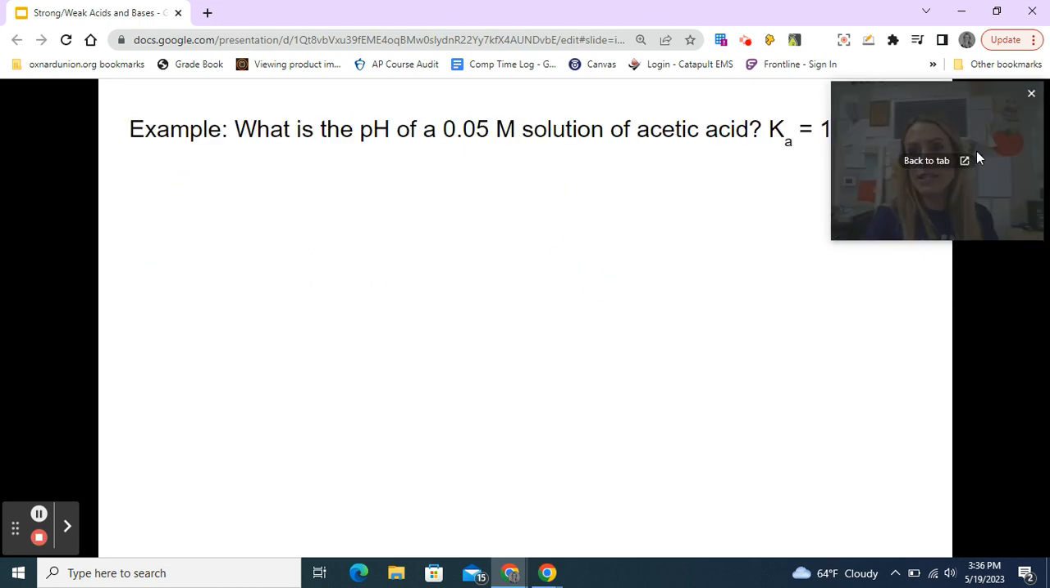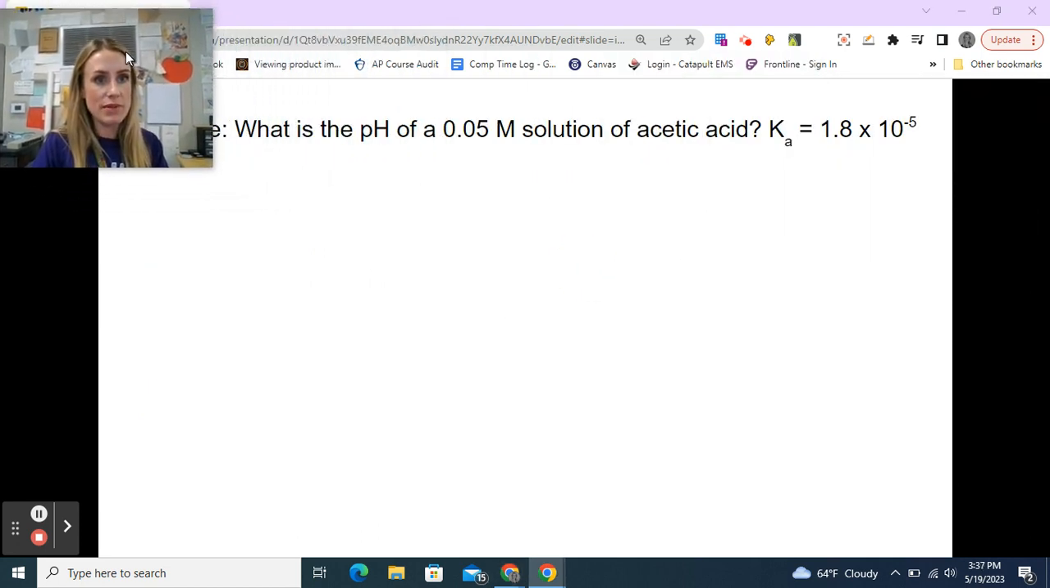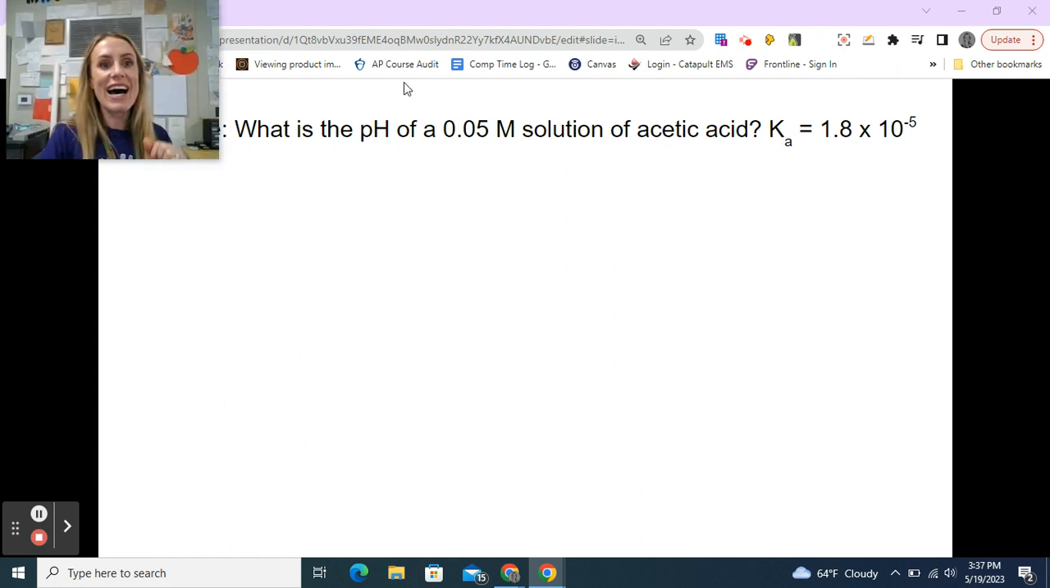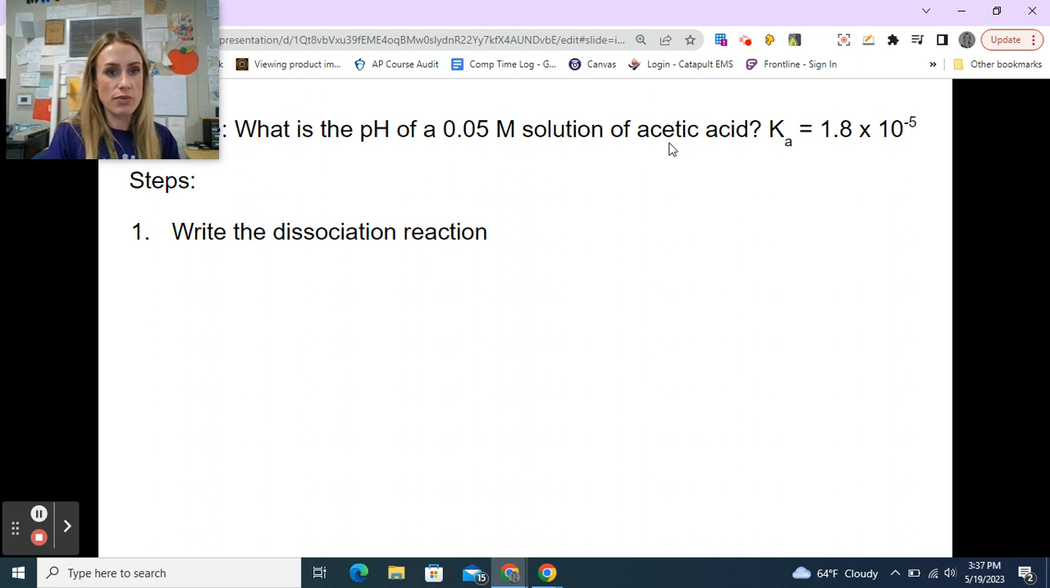All right, so let's do an example here. I have two examples. I'm going to put myself in this corner just so I don't block the example. My first example is, what is the pH of a 0.05 molar solution of acetic acid? I'm also given an equilibrium constant for the acid dissociation here. What I'm giving you here is the initial concentration of acetic acid. So I have a couple steps here. Our first step is we are going to write the dissociation reaction.